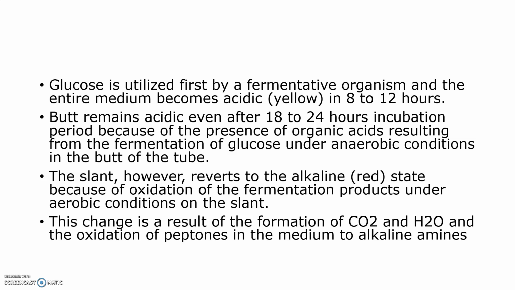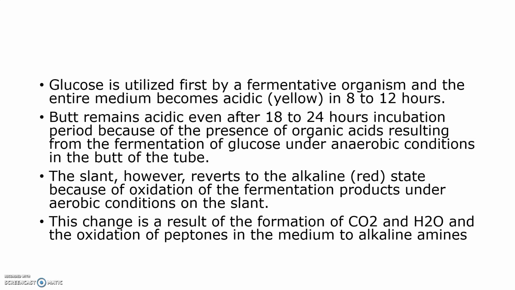The slant portion can be reversed to alkaline, that is the red state, because of the oxidation of the fermentation products. Sometimes if the organism undergoes an oxidation process, the slant may appear alkaline, which means it converts to the red state because of the oxidation of the fermentation products under aerobic conditions on the slant. So the oxidation takes place under aerobic conditions, and the slant remains red in color.